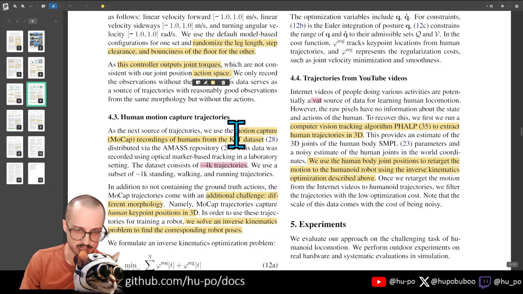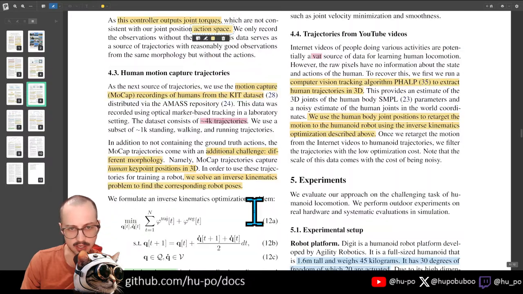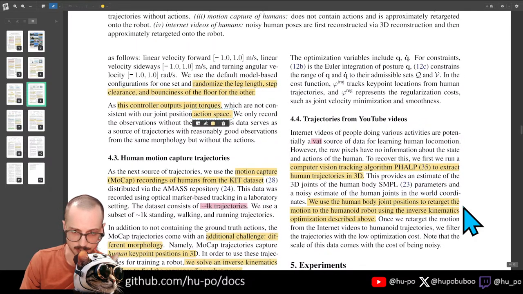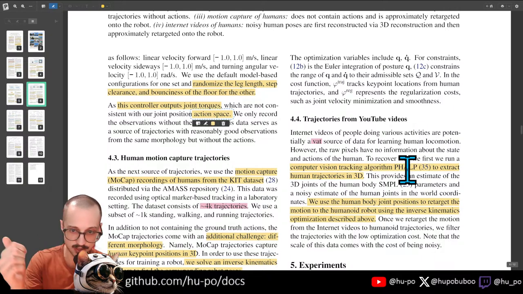Human motion capture trajectories. They're going to use this KIT dataset, which is mocap recordings of humans. It's around 4,000 trajectories of things like walking, standing, running. And then the trajectories from the YouTube video, which are coming from PHALP. It's probably some kind of pose detection, right? So you feed it an image or a video, and it gives you the pose, and then you feed it a sequence of images, and it'll give you a sequence of poses.